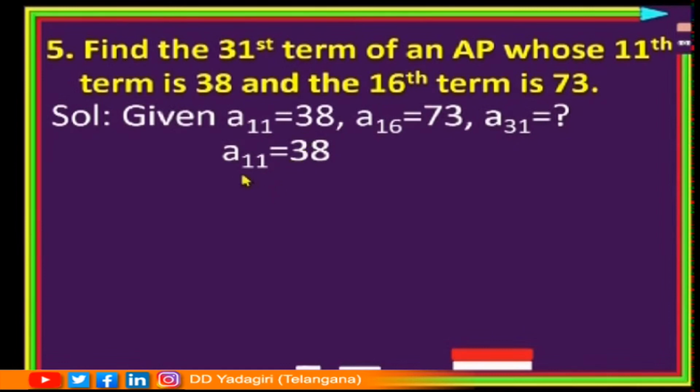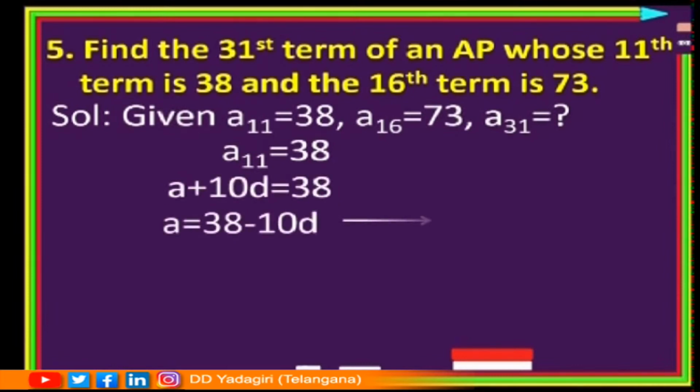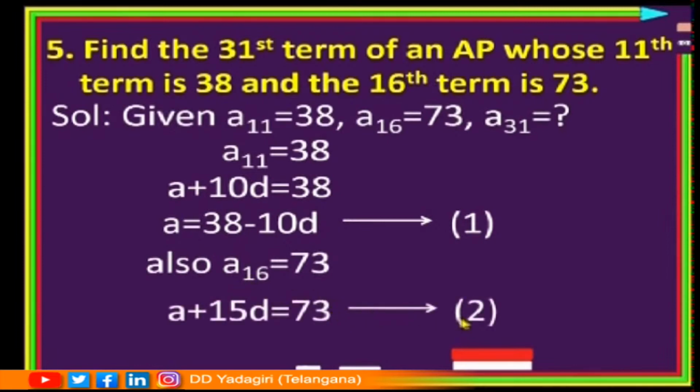Okay, let us solve. A11 is equal to 38. A11 is nothing but A plus 10D from the nth term formula, that is, A plus 10D is equal to 38. From this I am writing A as 38 minus 10D. So bring 10D to the right hand side, we will get A is equal to 38 minus 10D, which is relation 1. Next, the second condition, that is the 16th term is 73, A16 is equal to 73. A16 is nothing but A plus 15D, which is equal to 73. This is relation 2.